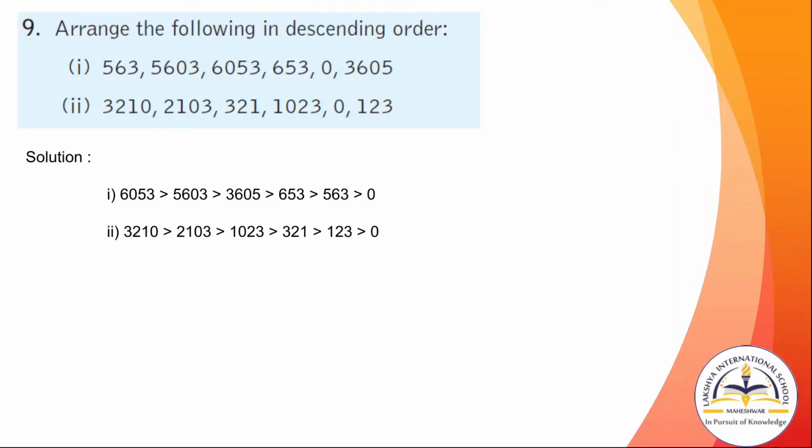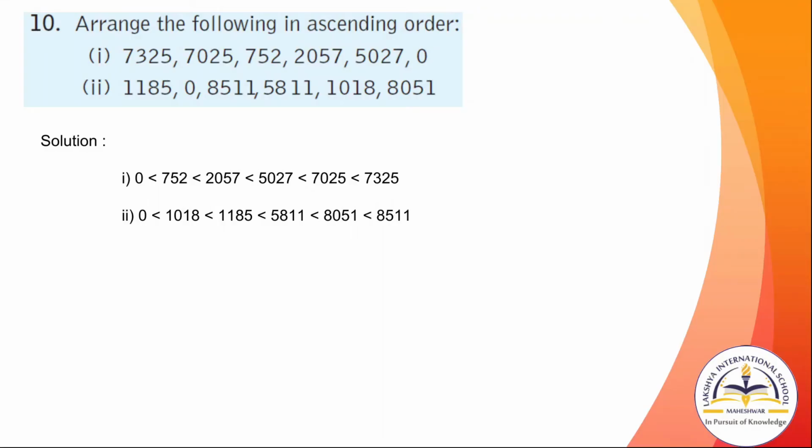Question number 9: arrange the following in descending order. What is descending order? It means from largest to smallest. Here you can see the largest number is 6053. First 6053, then the greater than sign, 5603, then 3605, then 653, then 53, and then 0 at last. In this manner you have to solve this question.